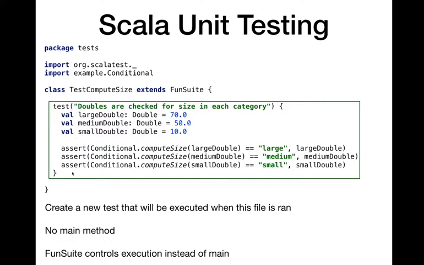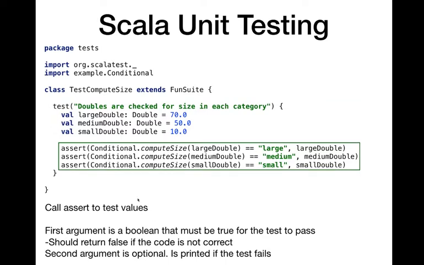Then in the body of the test, this is where we're going to do our actual testing. We're going to set everything up. We're going to call our methods. We're going to test everything that we want to test. We're going to do that using these assert functions. So we're going to call the assert function or method. I believe it's a method. I mean, it's a subtle difference. But we're going to call assert with either 1 or 2 parameters. The first one in either case is going to be a Boolean, which is whether the test passed or failed.